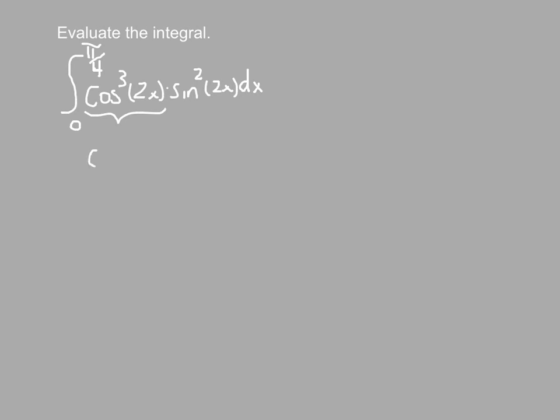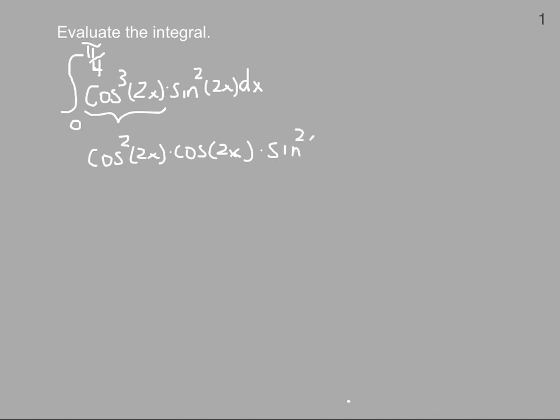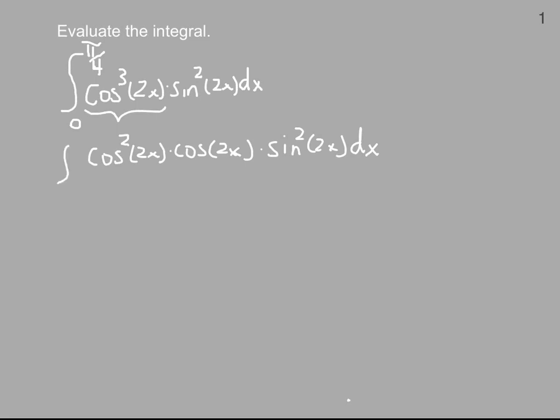So we'll have the cosine squared of 2x times the cosine of 2x. We still have the sine squared of 2x. And the reason we'd like to do that is so that we can set up a u substitution.